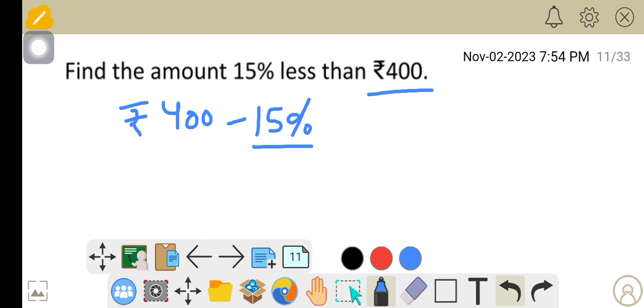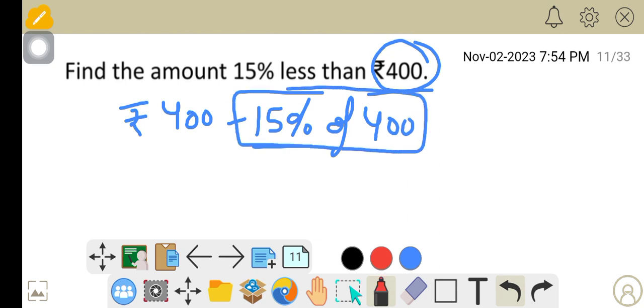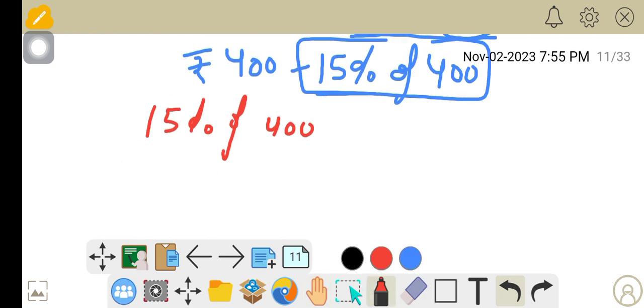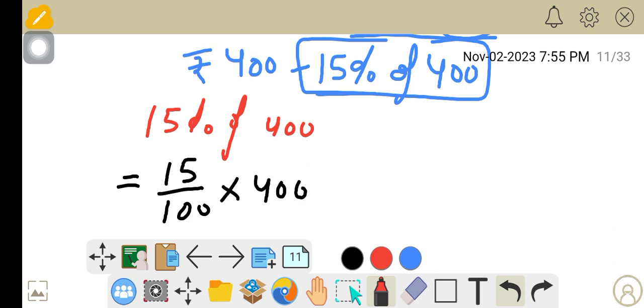So 15% of what? 15%, this is a part. So part of which value? So part of this amount 400. So 15% of 400. So first we need to calculate this part, 15% of 400. 15% of 400 equals 15% means 15 upon 100, of means multiply, and this is 400. We can simplify it by cancelling 0. Now it is 15 into 4, which is 60 rupees.